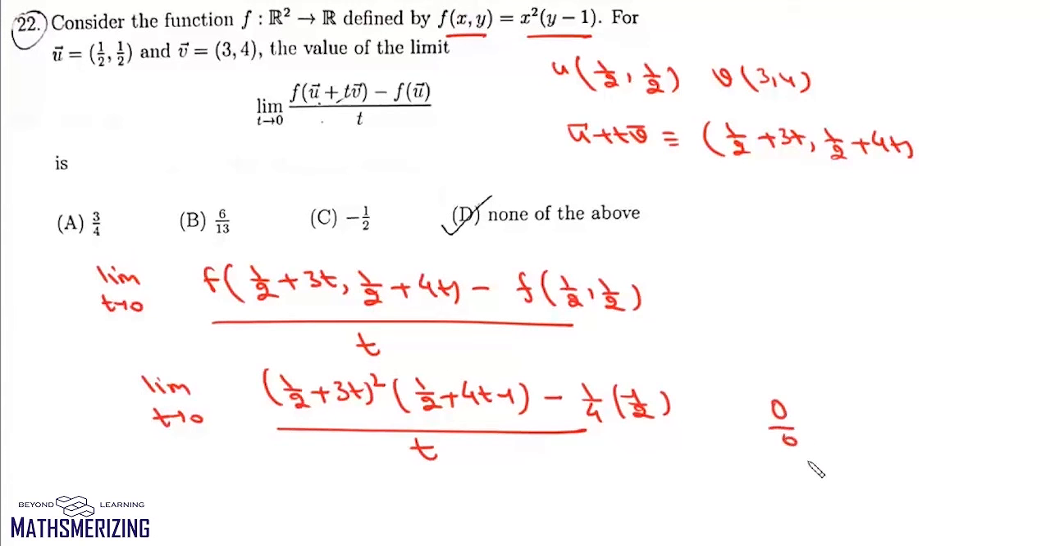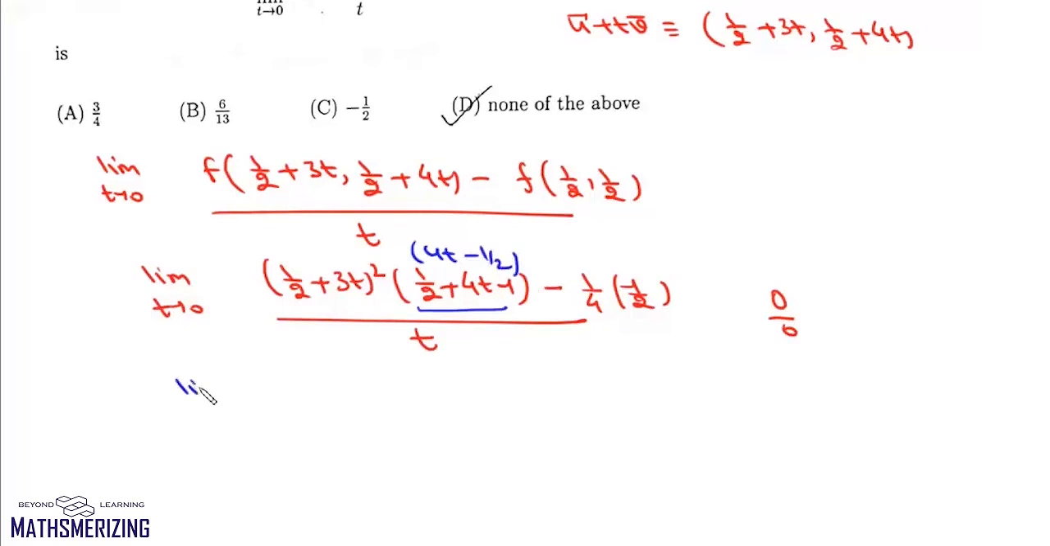Now before applying L'Hopital's rule, we'll write this as 4t minus 1 by 2. Now we'll differentiate the numerator and denominator separately. We can write this as limit t tends to 0 of 2 into 1 by 2 plus 3t into 3, and then 4t minus half, and then plus 1 by 2 plus 3t square into 4 minus 0, upon 1.